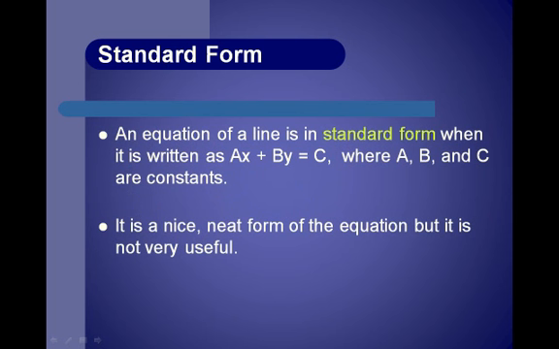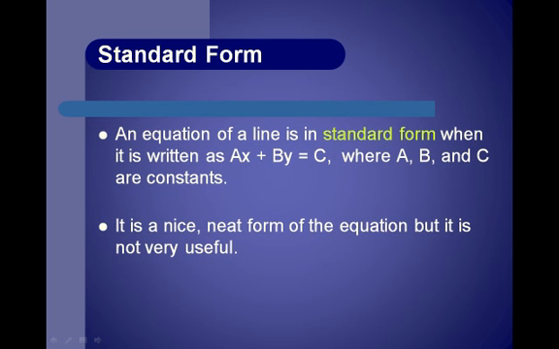Well, we've talked about point-slope form and slope-intercept form. Another form is the standard form. An equation of a line is in standard form when it's written as ax plus by equals c, where a, b, and c are constants.